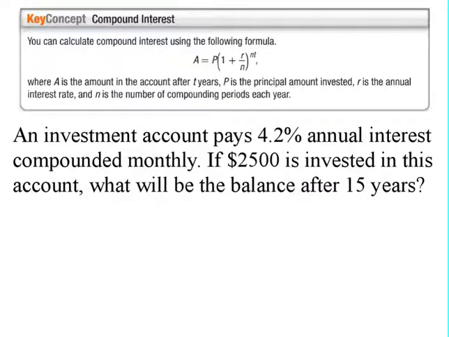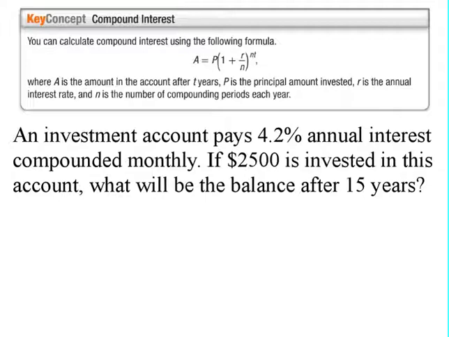Alrighty. So now the last thing we're going to end with is compound interest. Love it. So if I were you, I'd write that formula down. You don't necessarily need to have all the other wording down. A equals P parentheses 1 plus R over N to the NT.